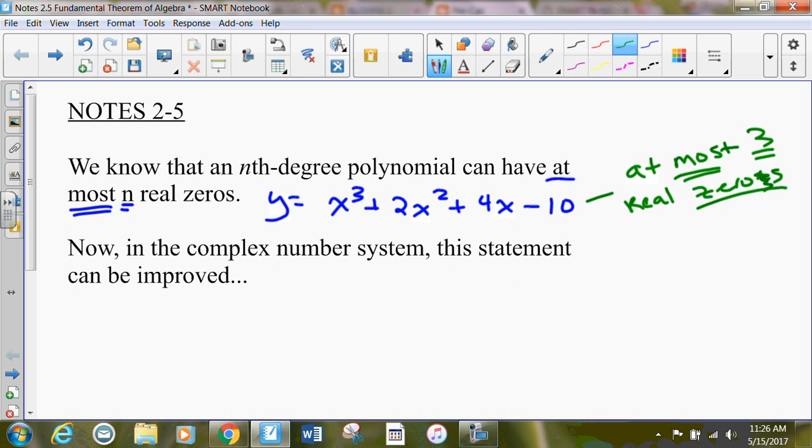But now, when we talk about the complex number system, we're going to improve on this statement, okay? So what this means is this. In the real number system, this is still true. We're going to have at most, whatever our highest degree is, that's how many zeros we can have at most. But now when we talk about the complex number system, which is any number that can be represented by a plus bi, we're going to have a new rule.